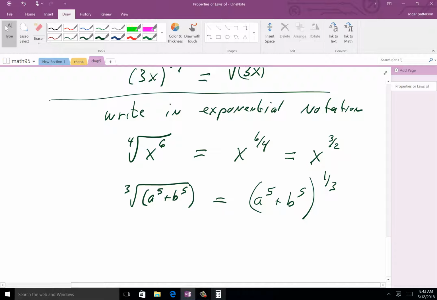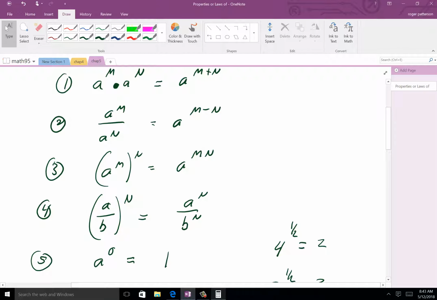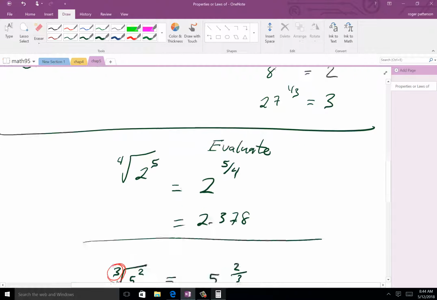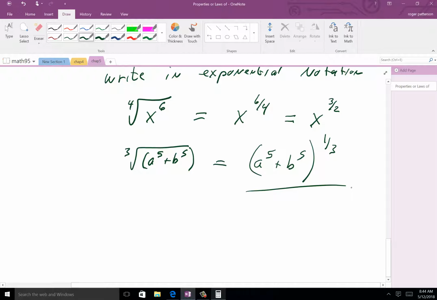Now you might say, can we move this inside here? You can't, because it's a plus. It's not multiplying. They're two different things. So just leave it alone. If it was a to the 5th times b to the 5th, then we could use one of our earlier properties and multiply that inside. But it's not that way. There's a plus in there, which messes it all up. So we're just going to be done with it right there.